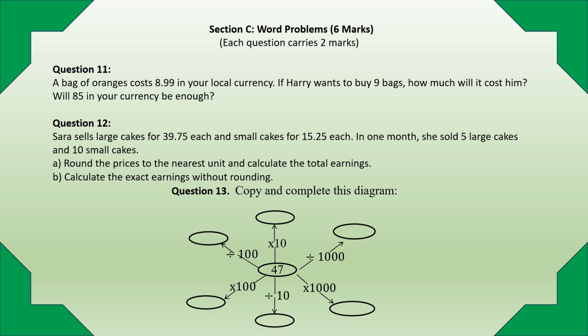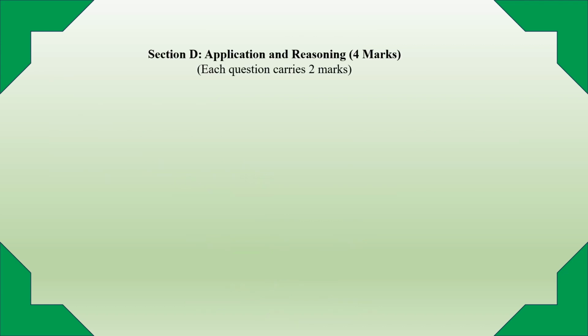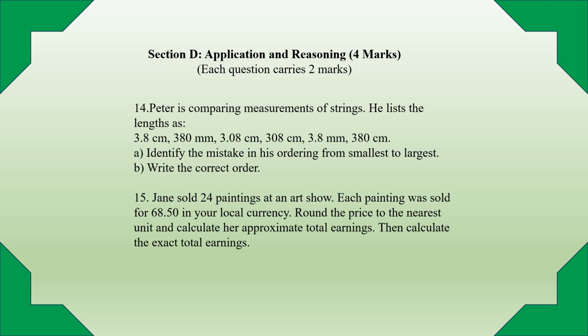Next is section C, word problems. Each question carries 2 marks. There are 3 questions here, out of which 2 are on currency. Now here is the last section, section D, 2 marks each. And there are 2 questions here. And that's all. That's the end of this paper 2.